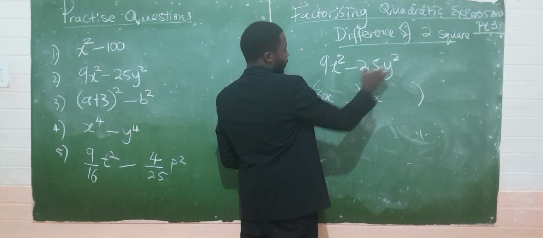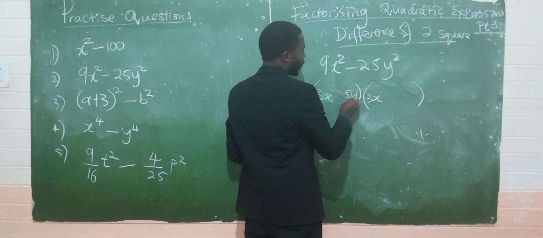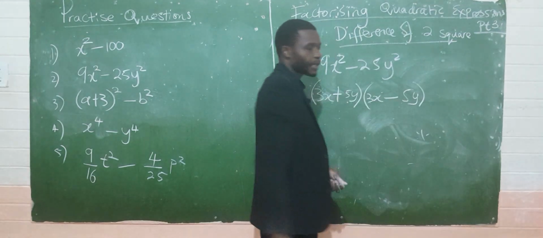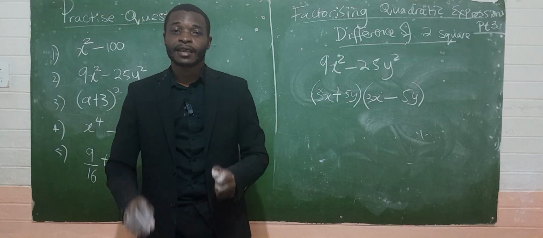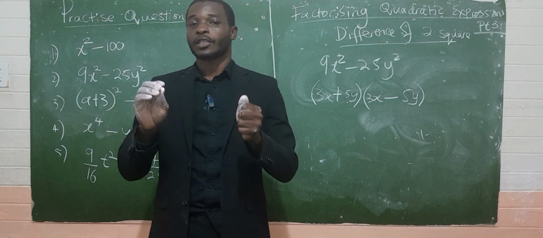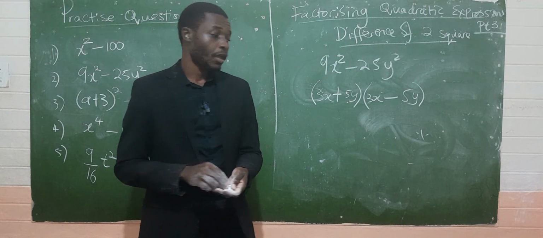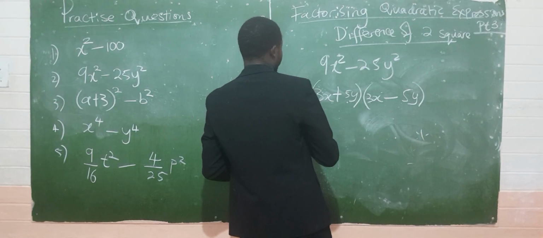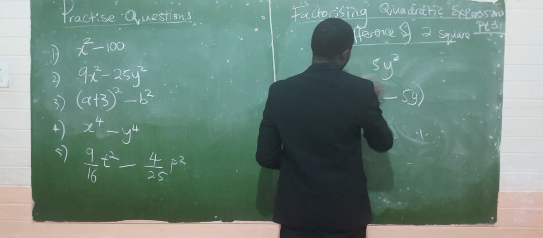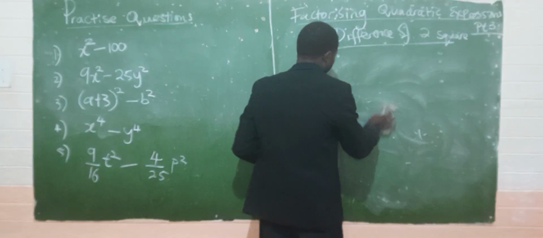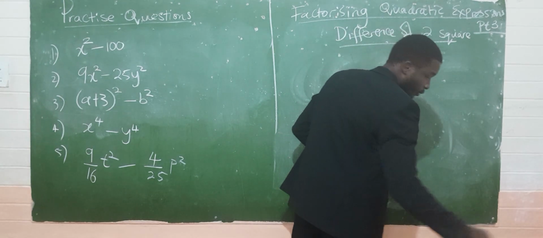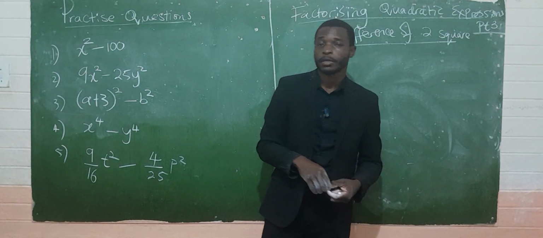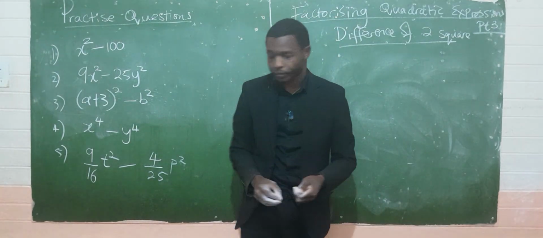I'll do the same for this one. So that will be 5y and 5y. I'll put a plus and I'll put a minus. I have completely done the factorization of this difference of two squares expression. Hopefully, you have been able to get the same thing if you had done it before me. If you're still confident, give the next one a try and pause the video so that you may compare your solutions to mine. But if not, let's try together.